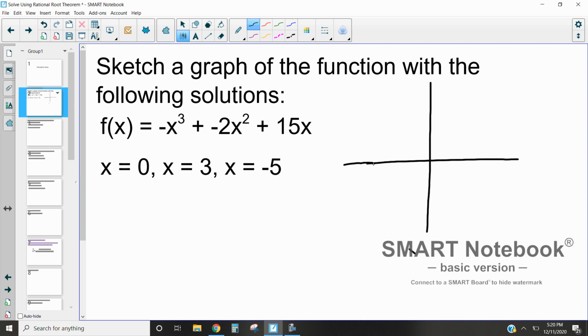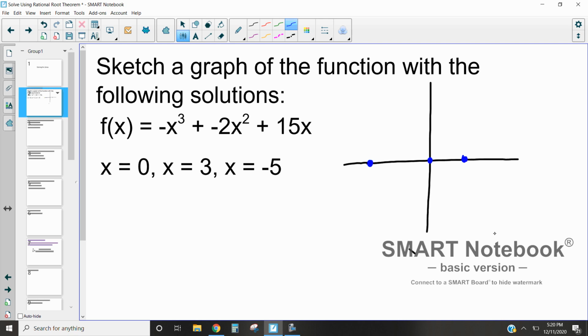So we want to sketch a graph of this function with this equation here given the following solutions. With our solutions, the very first thing we want to do is put a dot at each of those solutions. So we have one at 0, we have one at 3, and we have one at -5.